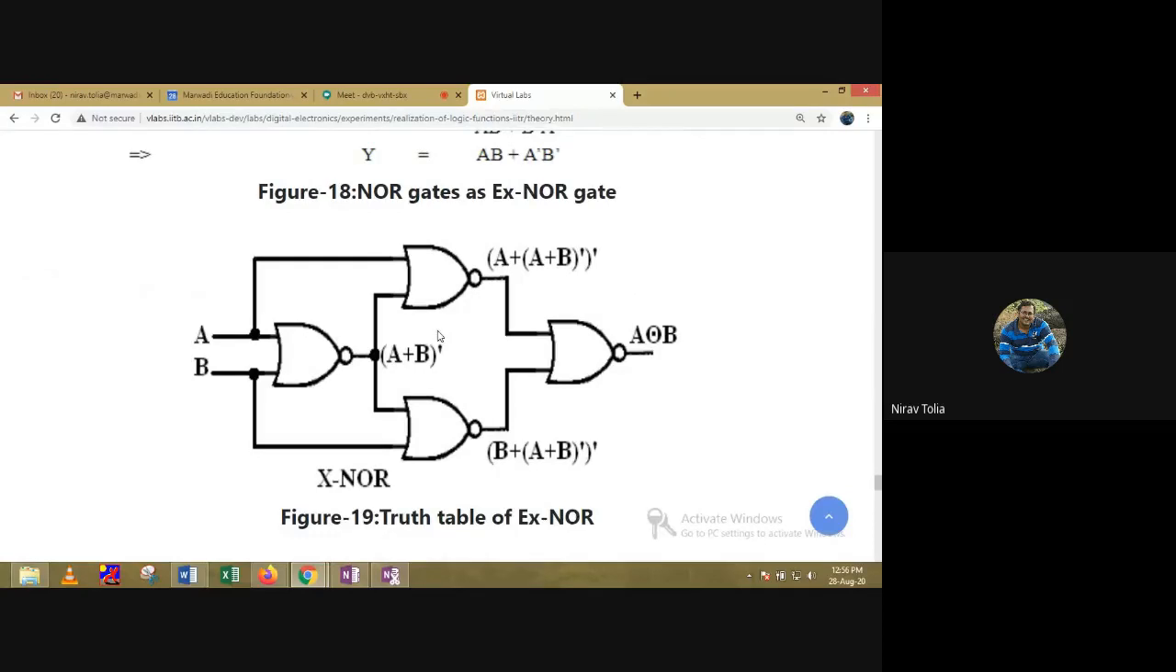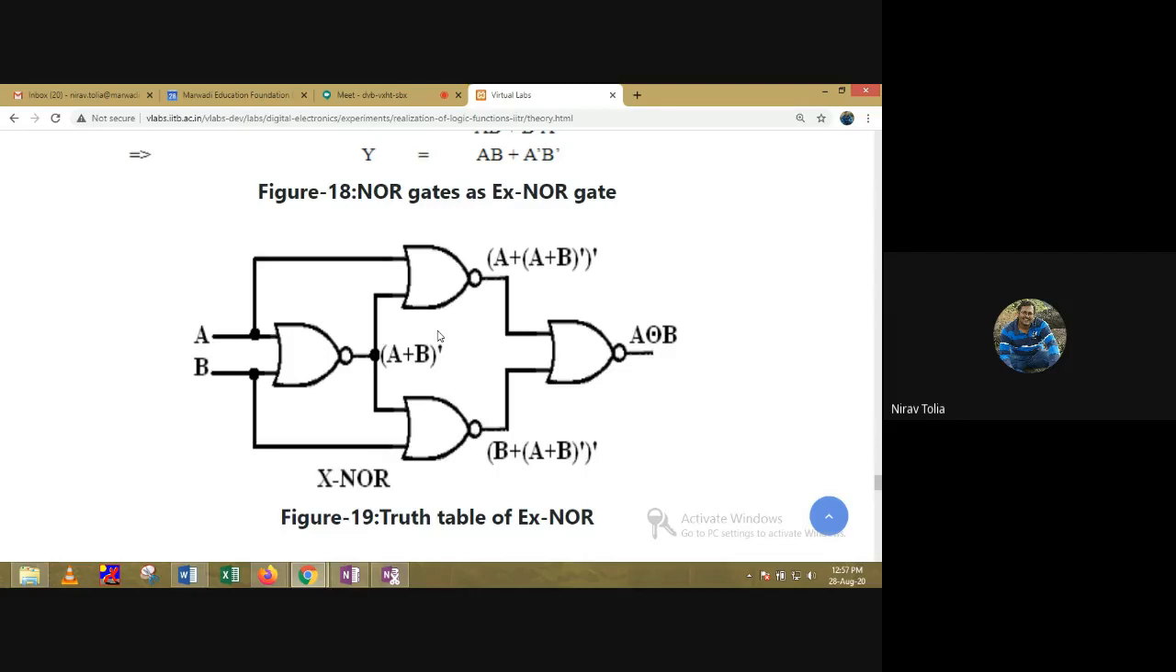See, same figure. Now, as the first gate, we are giving the inputs A and B. So my equation is A plus B bar. The output of the first gate, we are connecting to the input of gate number 2 and gate number 3.